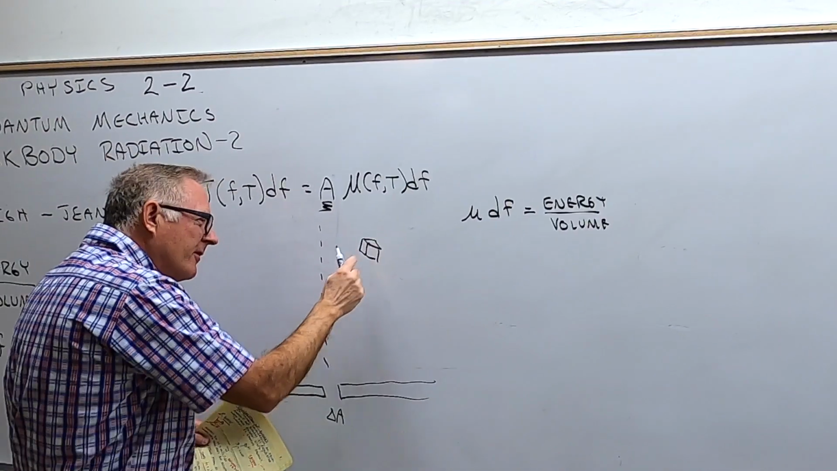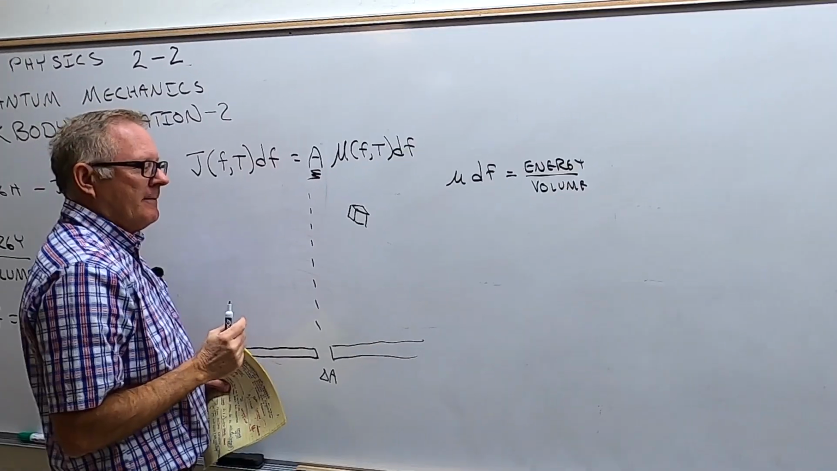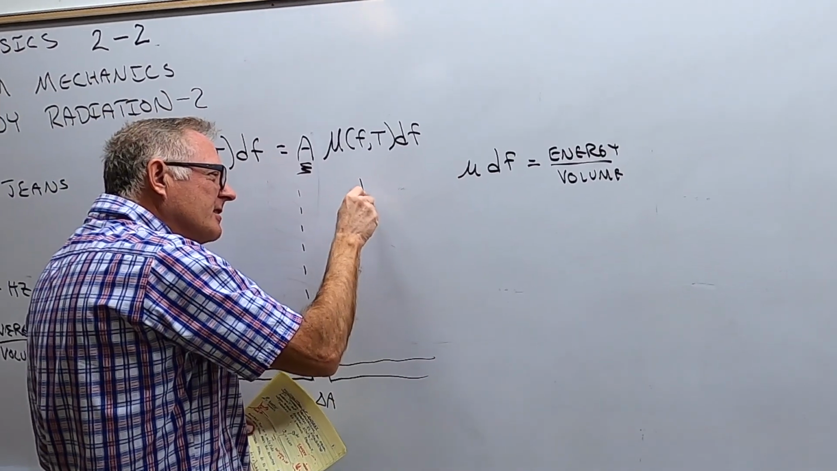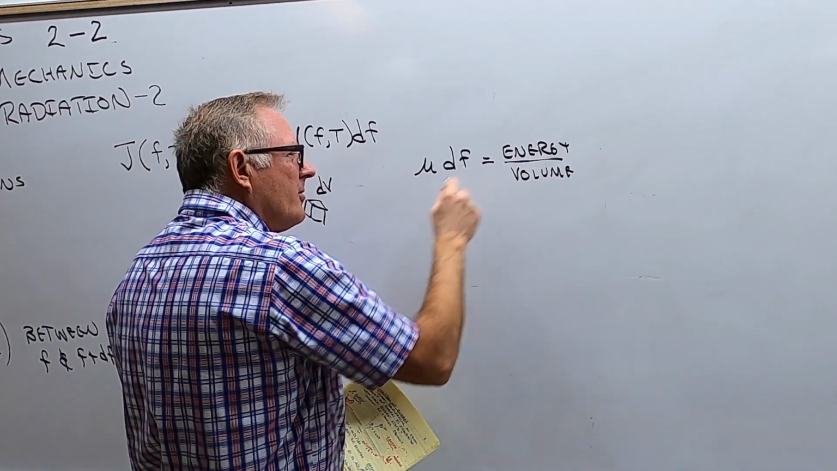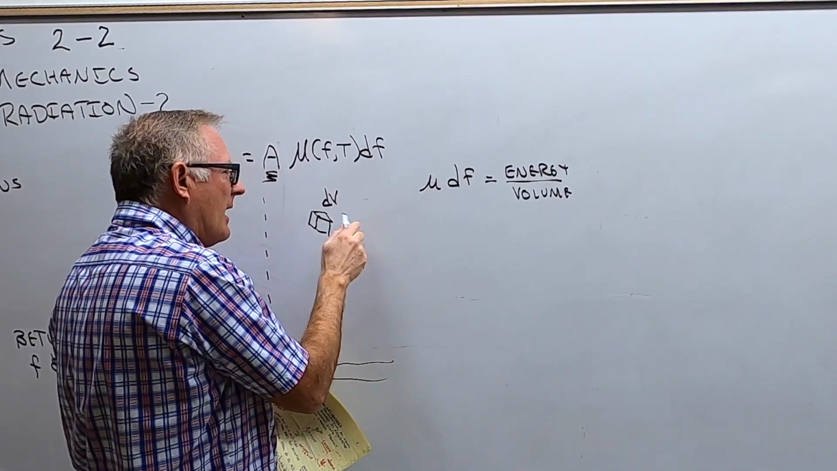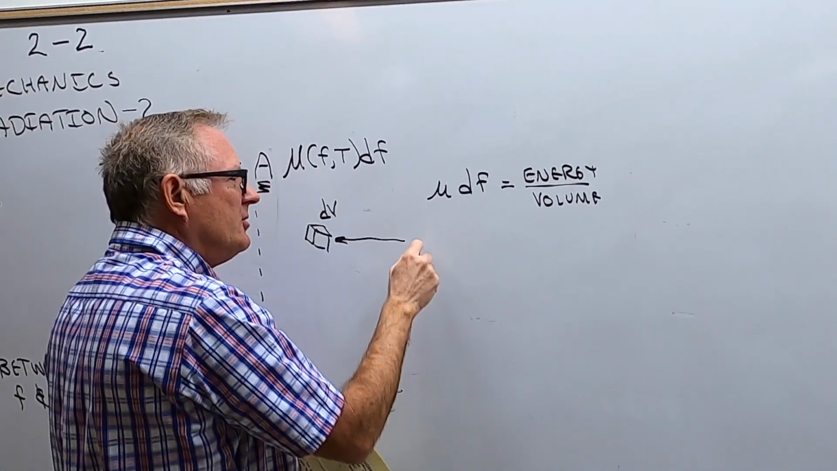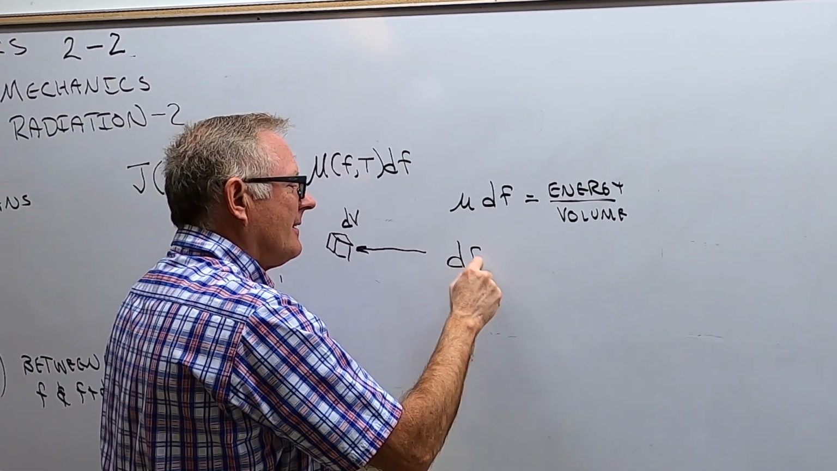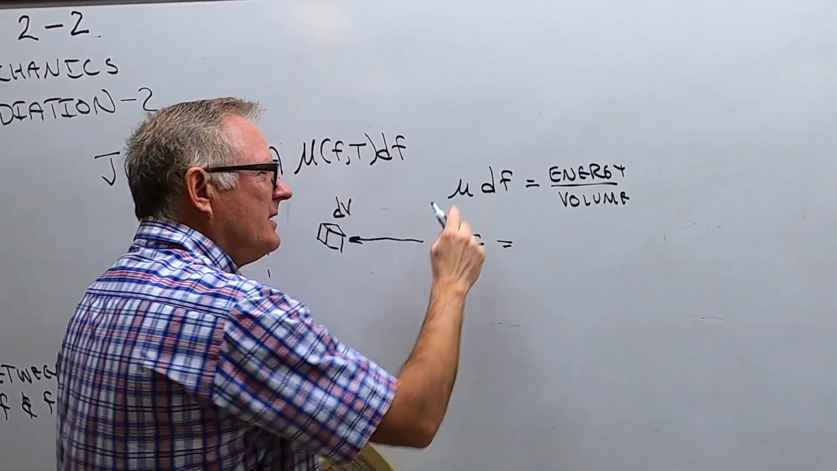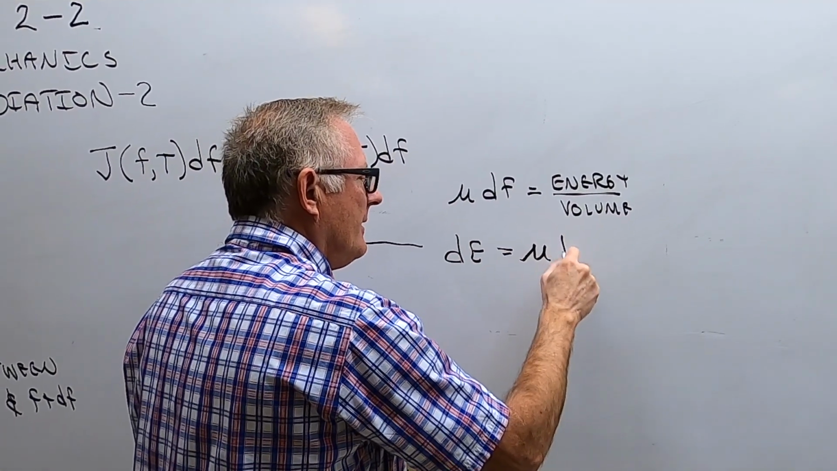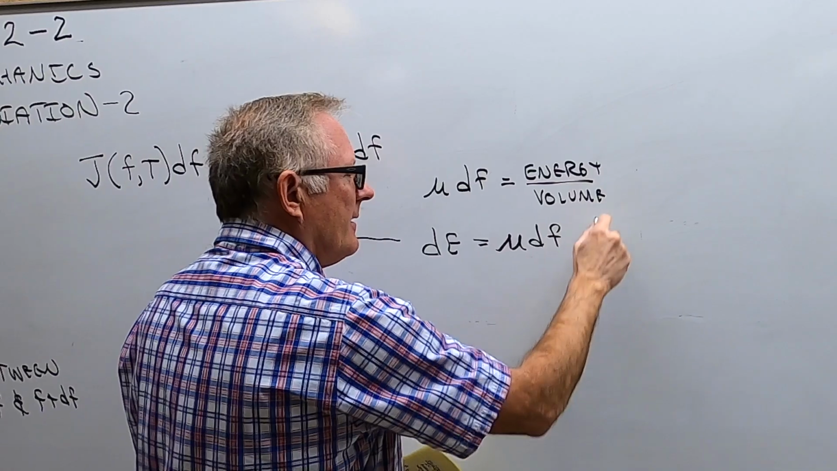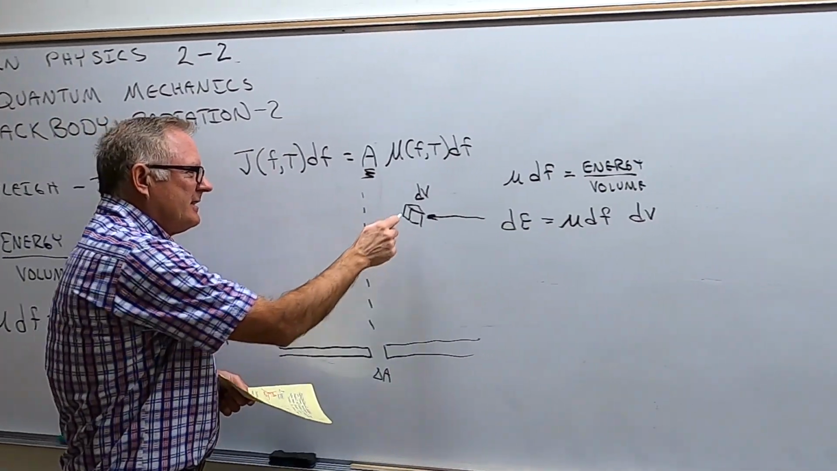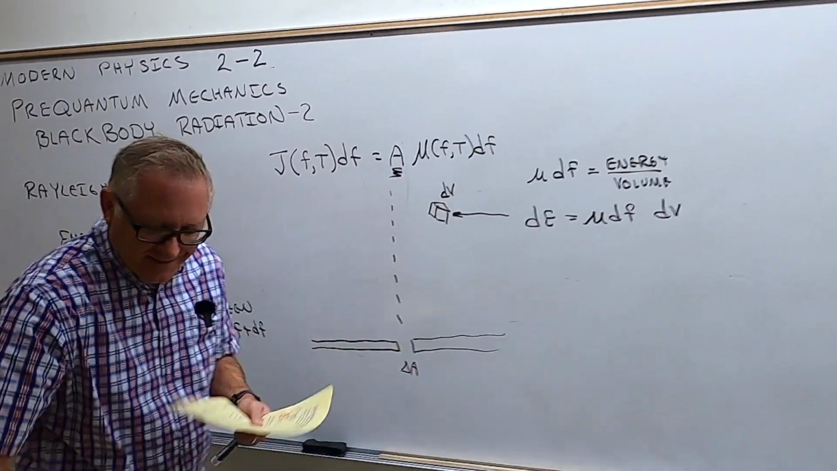So the amount of energy in that little piece is, just move that over to this side, and we'll call this just dV right here. So the amount of energy in this little box, dE, since it's in an infinitesimal box, that little infinitesimal amount of energy is mu dF times dV right there. So there's how much energy is in this little infinitesimal box.